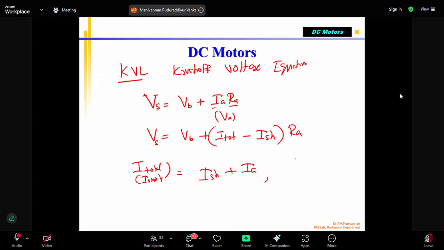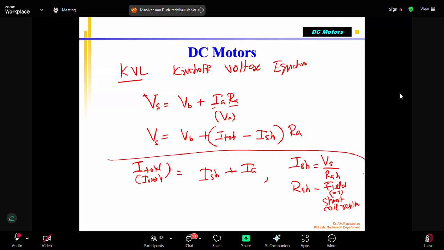And we can note down I shunt equal to V supply divided by R shunt, where R shunt is the shunt coil or field coil resistance. Please note that in a shunt motor, the field coil is called by both names, field coil or shunt coil. So because of that, from this you can write this equation.